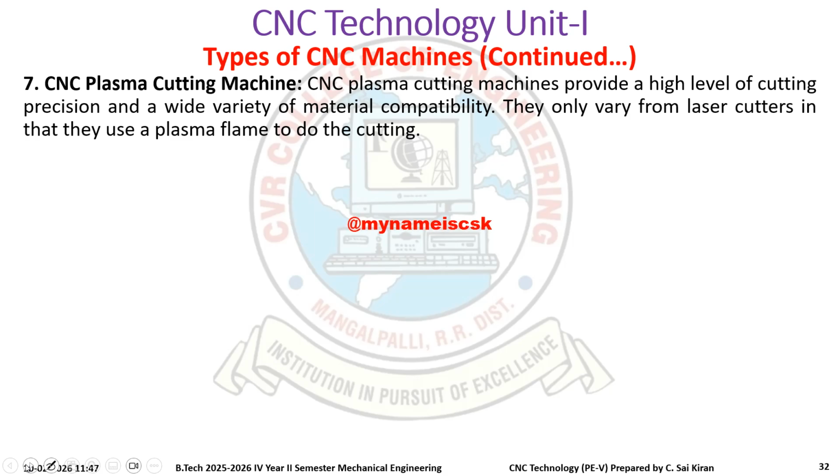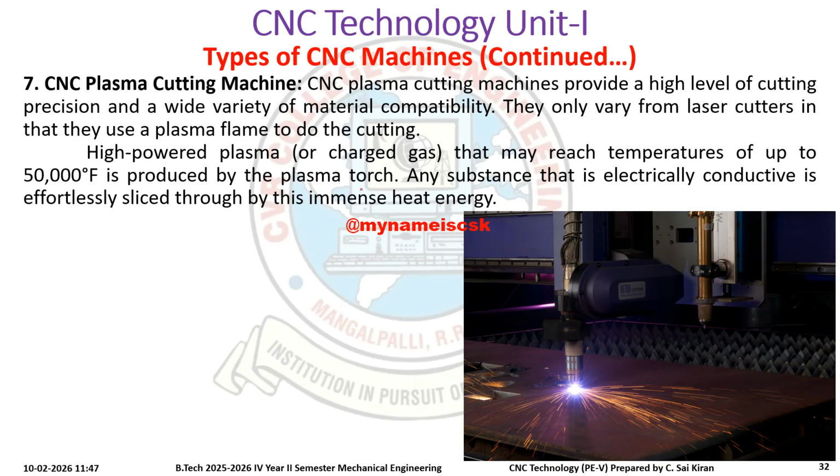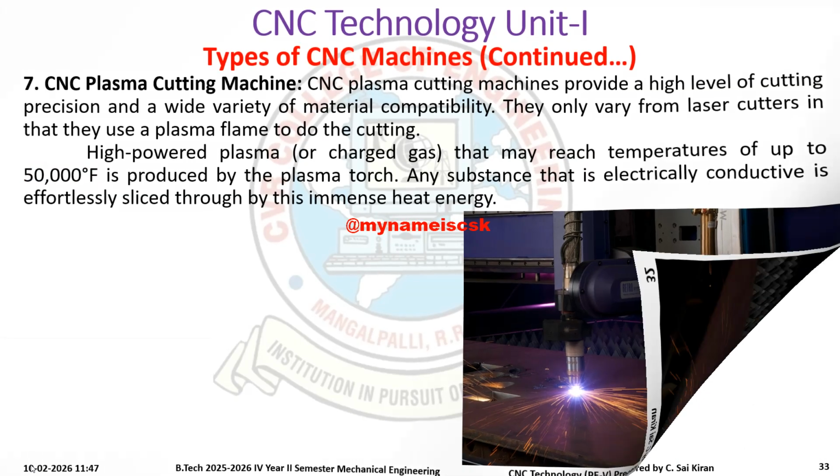Plasma cutting provides a very high level of cutting. Here we use the plasma arc. It only varies from laser cutting in that it uses a plasma flame to do the cutting. It is similar to laser cutting; instead of using a laser, we use plasma to cut. Very high power charged gas at 50,000 Fahrenheit is generated in the plasma torch. It is electrically conductive, and slides through with this immense heat. It will slice the material.